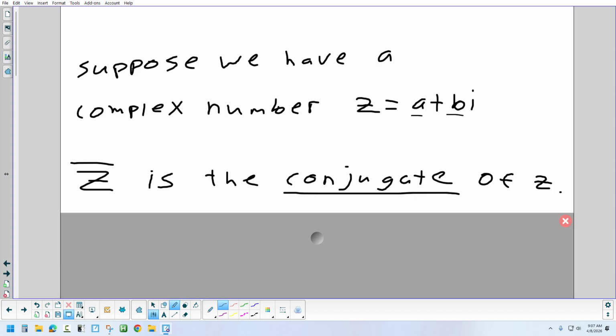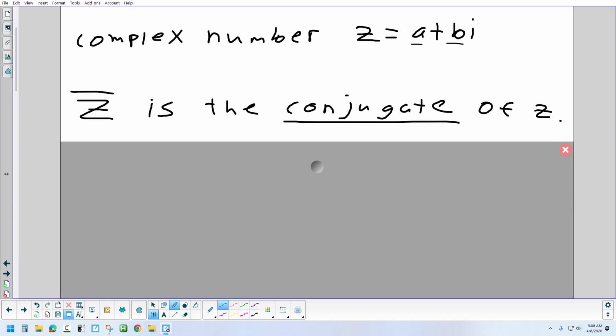Does anybody know what a conjugate is? I'm going to guess something with trigonometry. Not necessarily trig. Something with math. Yep, it does have something to do with math, but it doesn't have to be trig, but it can be used in trig. We're not using it in trig.